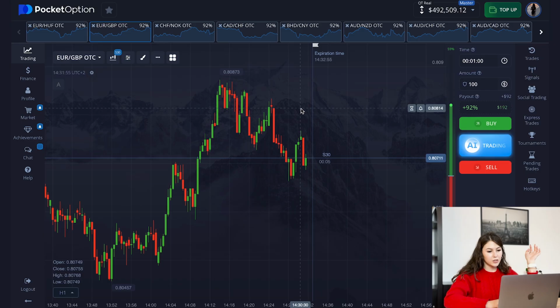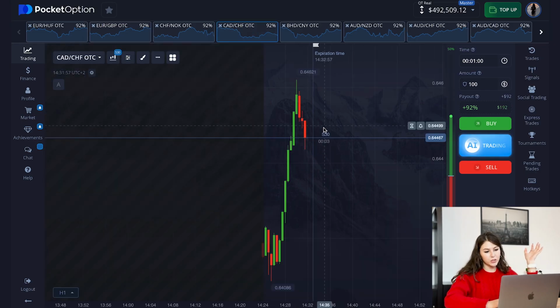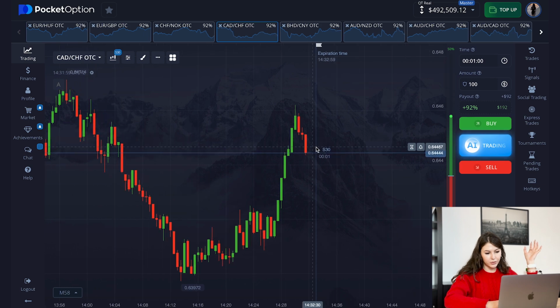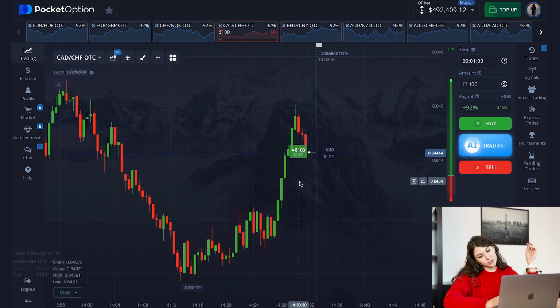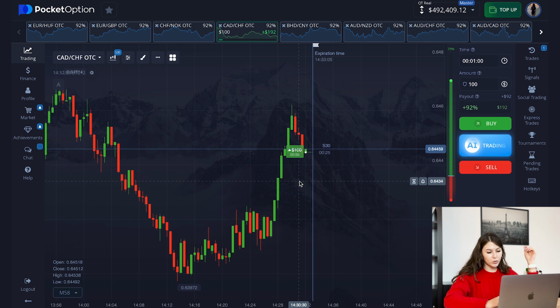Okay, so let's work without the indicator. I'm gonna show you how to work with the candles without the indicator. I think very nice. So we're going back to the previous 30 seconds. Let's find our situation to trade. So let's see what we have here.